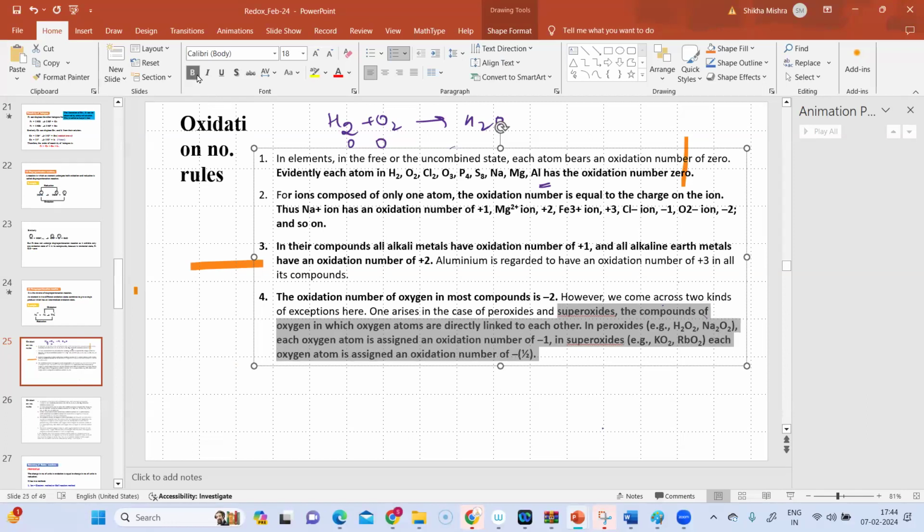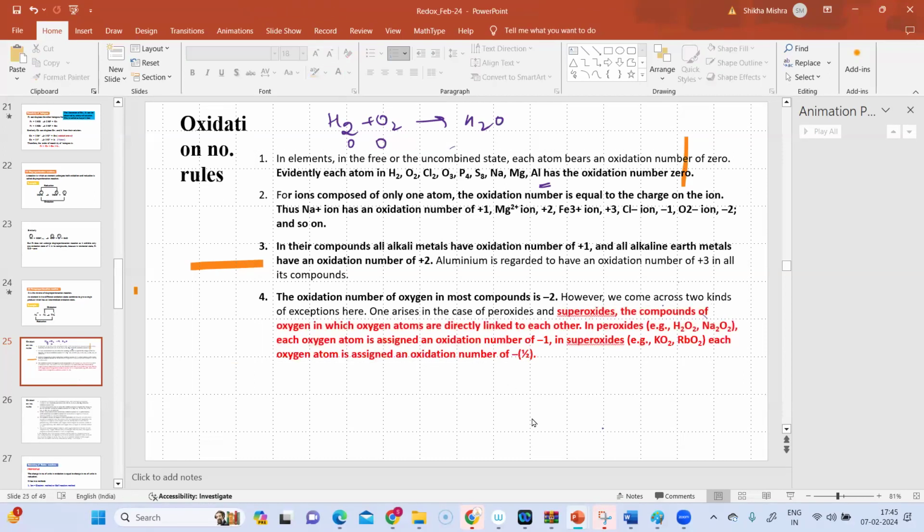In case of superoxides, right, and peroxides, the oxidation state of oxygen will be different. In peroxide, it will be -1. In superoxides, it will be -1/2. So I have put that in red so that you remember that. Remember that usually we get a question from the exceptions only, right? Whatever is a straight line, all clear, easy, then there will be no questions, right?